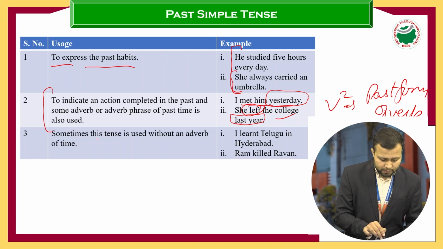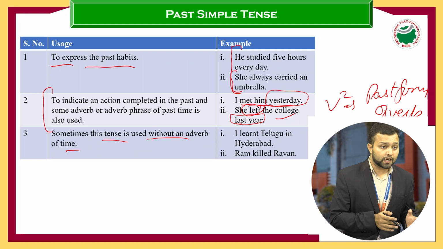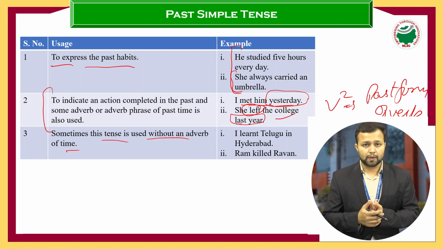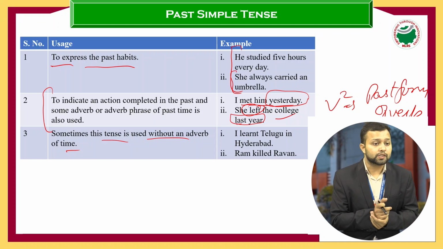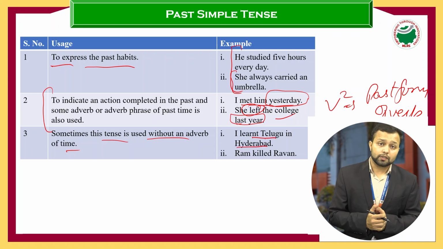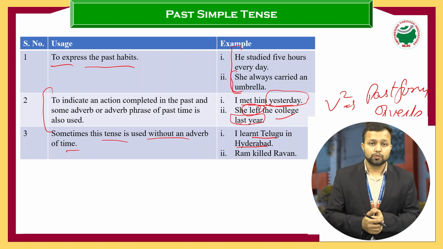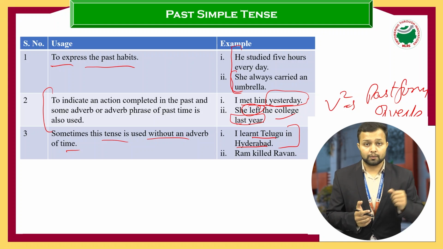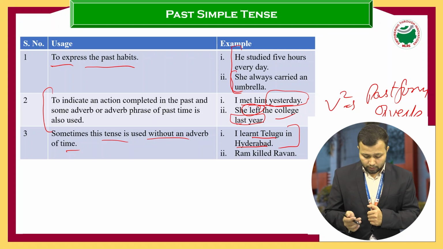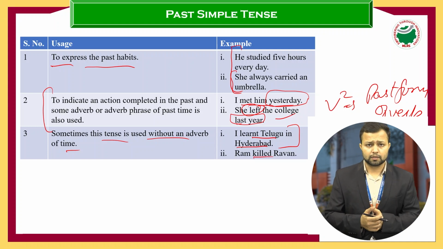Next, sometimes this tense is also used without an adverb of time. I will say, sir, how will we differentiate from present perfect and past simple tense now? Because time is not mentioned. In this case, time of past is understood by the context in which the sentence is being used. For example, I learned Telugu in Hyderabad. That means when I was there in Hyderabad, I learned Telugu. Next, Ram killed Ravana. By the context you understood, it was in the past, right?